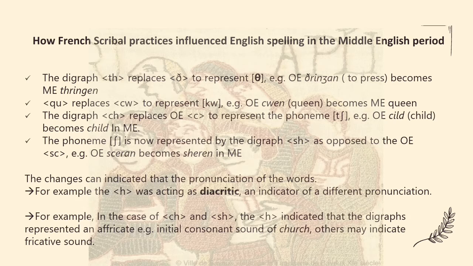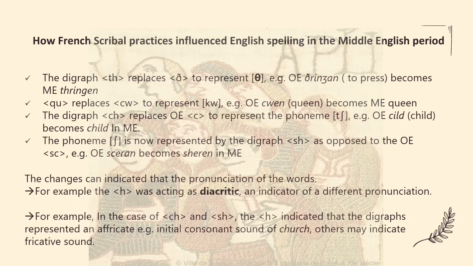The changes as a result of the influence of French convention can indicate that the pronunciation of the words is different. For example, the letter H was acting as a diacritic, or an indicator of different pronunciation. In the case of ch and sh, the letter H indicated that the digraphs represented, respectively, an affricate, as in the initial consonant sound of church, and also a fricative sound. A fricative sound is a kind of sound produced when air is expelled through a narrow space between the articulators. It happens when you try to say z or s. That sound is a fricative.